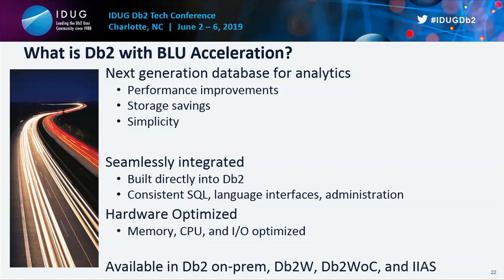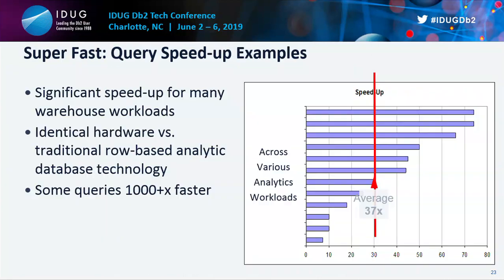It's very optimized for hardware, so memory, CPU, and even I/O, and it's available in Db2 on-prem, which I will just call Db2, Db2W or Db2 Warehouse on cloud, and IaaS. So these 3 are all the same containerized, but you install on cloud and on the appliance. And then this is Db2 on-prem, which is also available as a container, but a different licensing model.